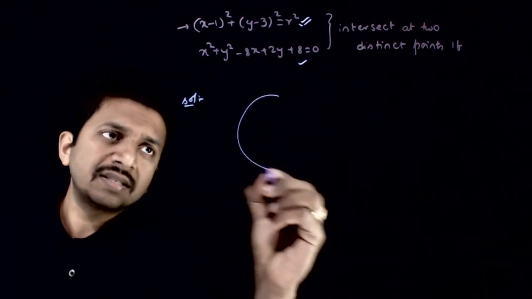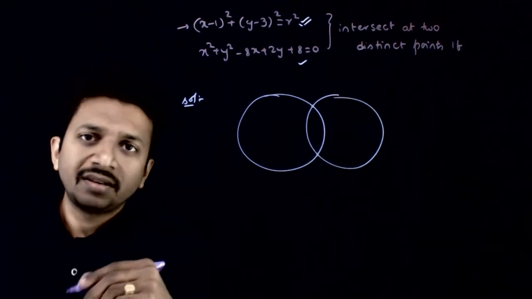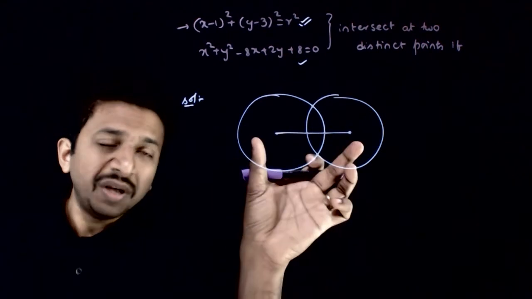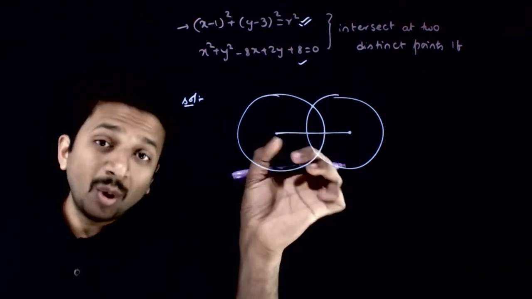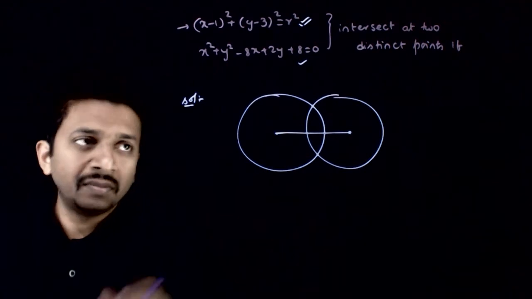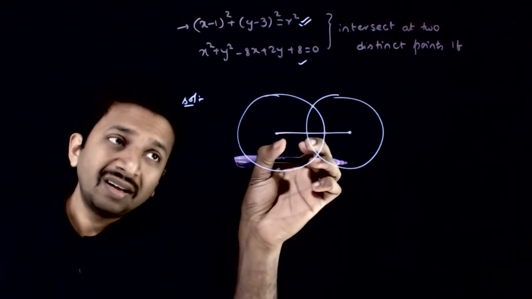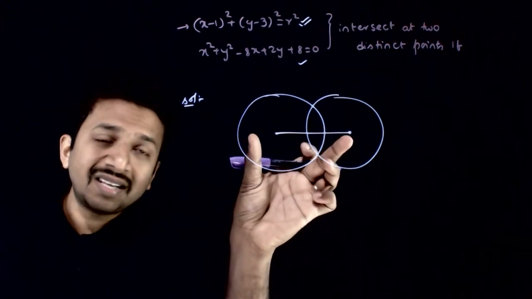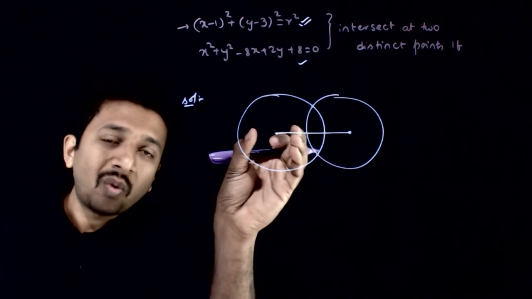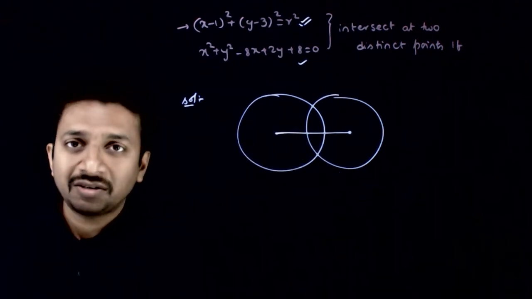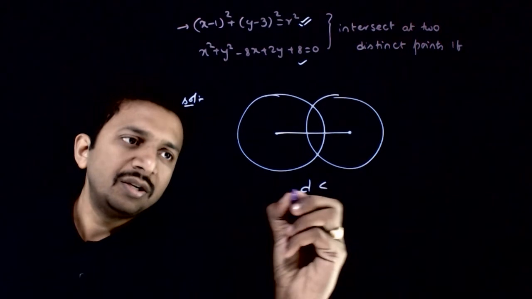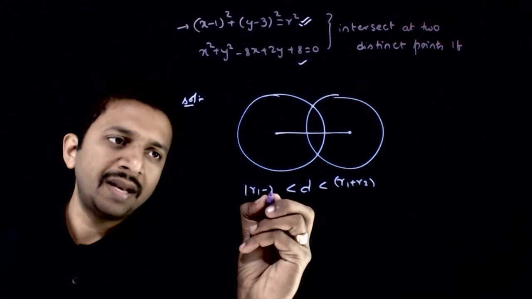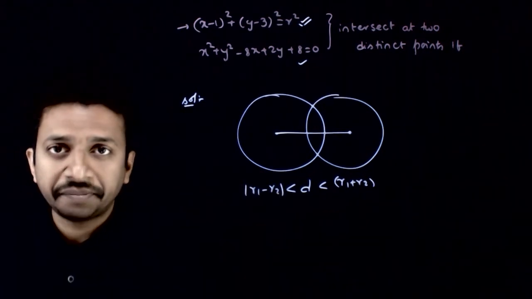So again, a very straightforward question. If two circles intersect each other, the condition is that the distance between the centers should be less than r1 plus r2 and more than r1 minus r2. If the distance is more than r1 plus r2, they are lying one outside the other. They won't cut each other. If the distance is less than r1 minus r2, they become one circle inside the other circle. Again, they won't cut each other. So the distance between the centers should be in between r1 plus r2 and modulus of r1 minus r2. So this will be the required condition.